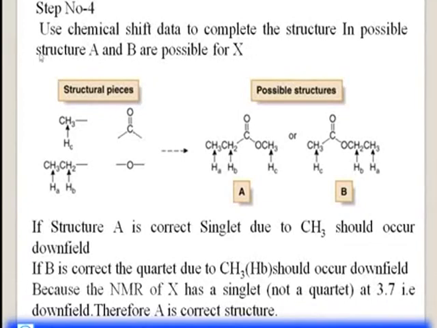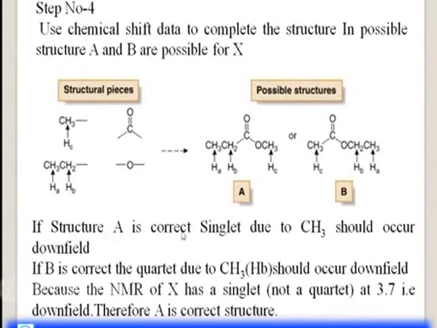Structures A and B are possible for X. This is structure A, where an OCH3 group is attached to the carbonyl group, and there is an ethyl group in this kind of structure, or this other kind of structure is also possible. So which one is correct? It can simply be concluded on the basis of shielding and de-shielding.